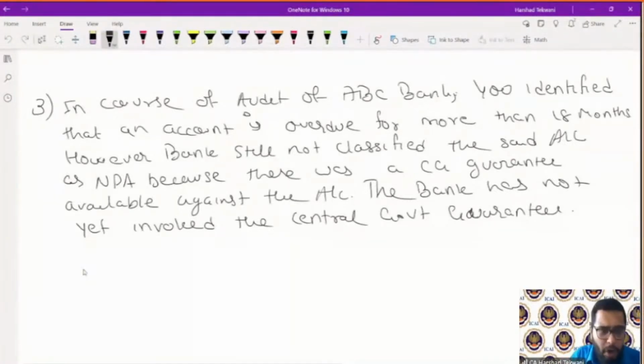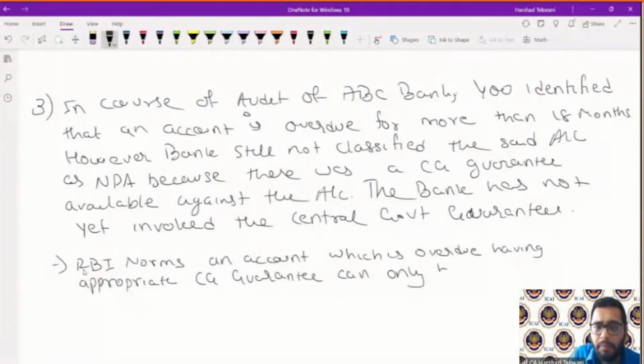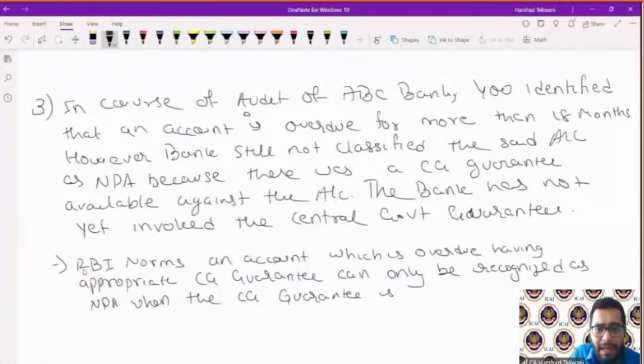Okay, so as per the RBI norms, an account which is overdue, having appropriate central government guarantee, can only be recognized as NPA when the central government guarantee is declined or not adhered to, or the appropriate word is repudiated.